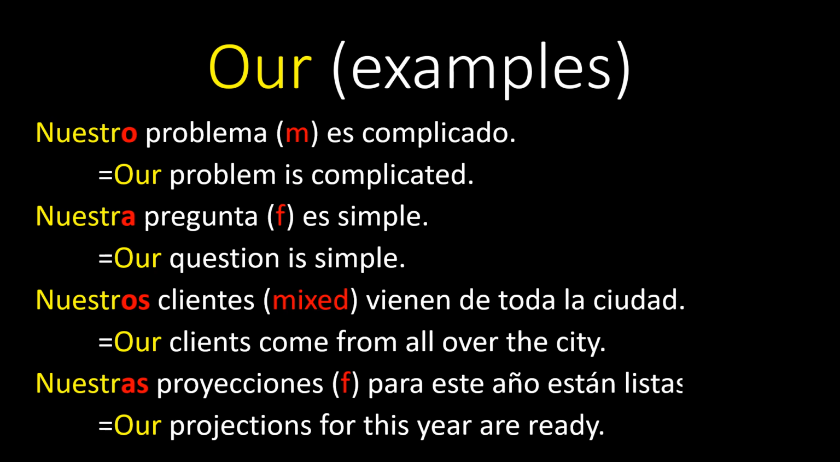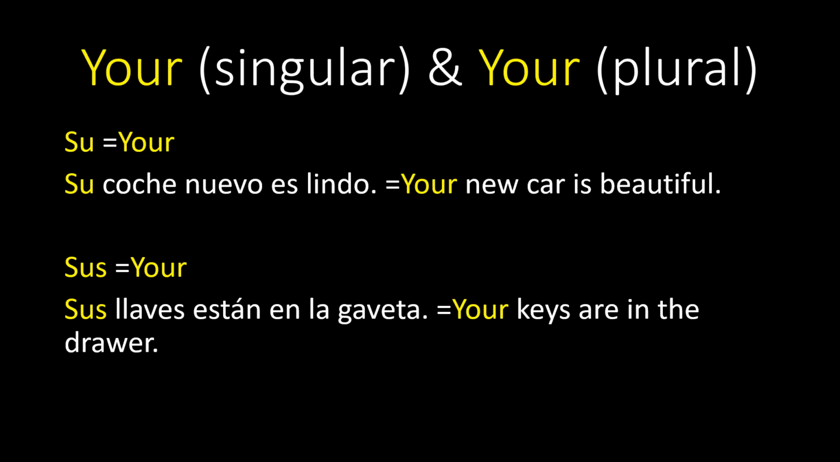And finally, nuestras proyecciones para este año están listas. Our projections for this year are ready. Notice that proyecciones is feminine and plural, and for that reason, nuestras ends with as. Talking about your, you have two forms. You have the singular form, su, and the plural form, sus.